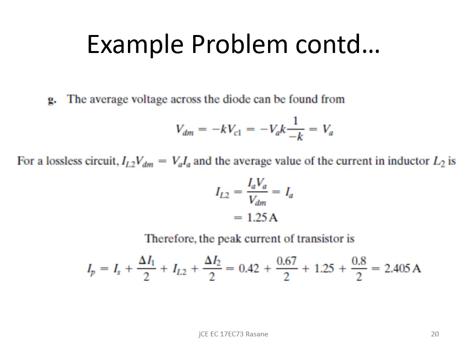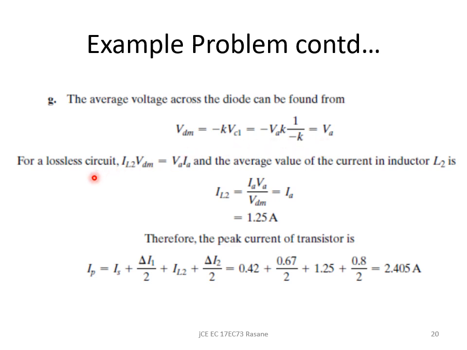Continuing with the example problem, for part G, the average voltage across the diode is asked. This can be found by VDM equal to minus K VC1 equal to minus VA K upon 1 minus K. I'm just substituting it. So this will give me voltage across VDM is equal to VA.